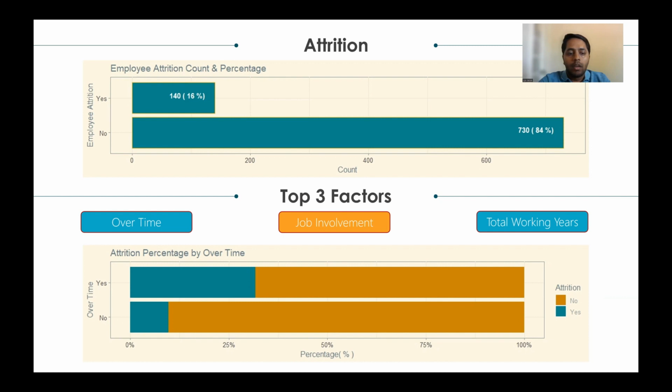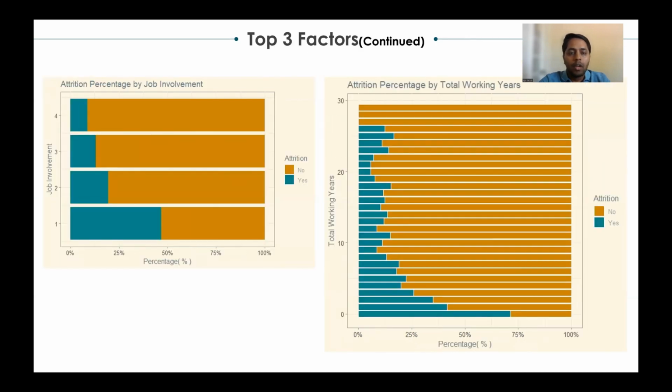Now let's take a look at the overtime. The employees who do overtime are more likely to leave the company. And based on the data, it says more than 30% of the employees who did the overtime left the company. Now let's look at the job involvement. At level 1, we are seeing more attrition, that is around 48%, and the attrition tends to be lower for the higher job involvement levels.